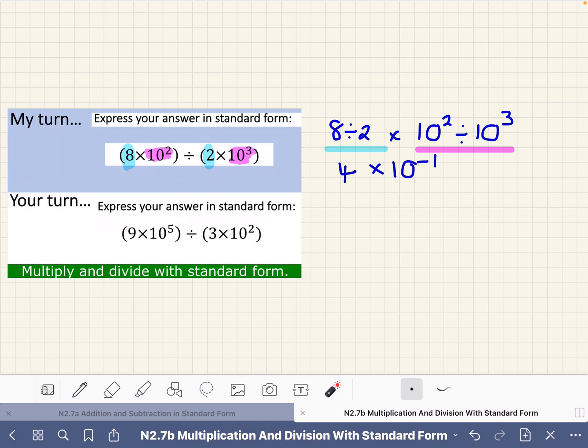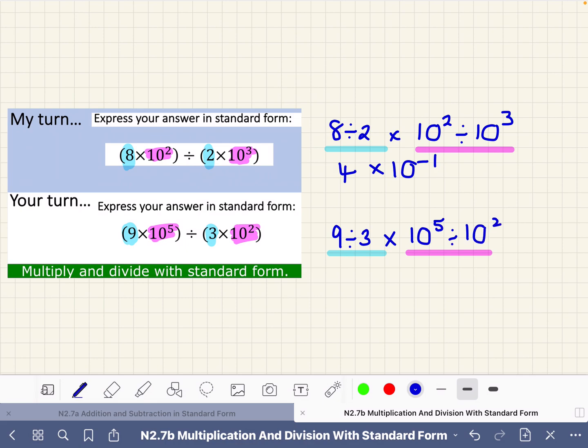Press pause while you try the your turn question. We separate this calculation into 9 divided by 3 and 10 to the 5 divided by 10 to the 2, making sure there's a multiplication sign in between to keep it in standard form. 9 divided by 3 is 3, multiplied by 10 to the power of 5, take away the 2, gives us the power of 3. We have a single digit number at the start, that means our answer is complete.